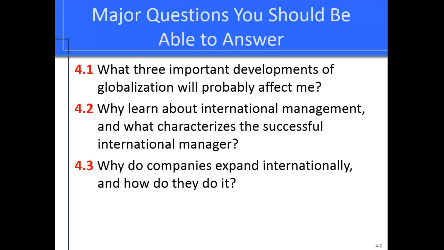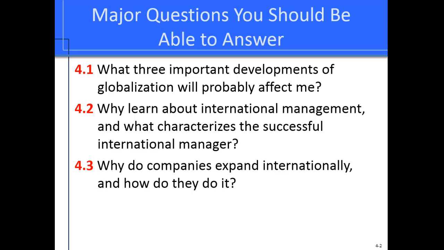Part 3, why and how companies expand internationally, you should be able to then complete the question to yourself, why do companies expand internationally and how do they do it? After completing section 4, which is the world of free trade, regional economic cooperation, you should be able to answer the major question, what are barriers to free trade and what major organizations and trading blocs promote trade?